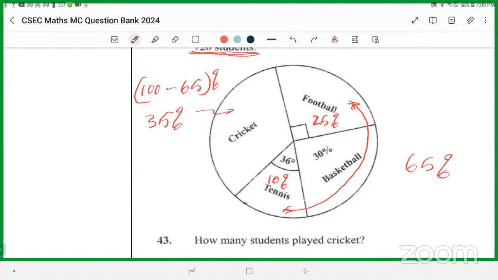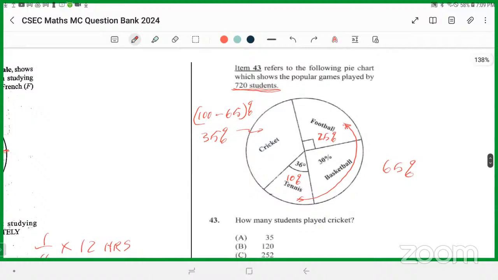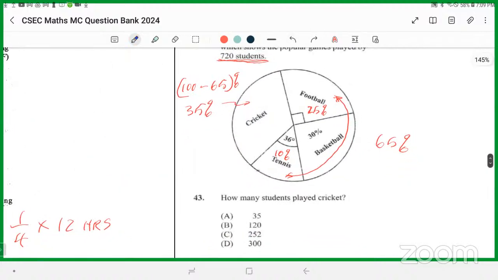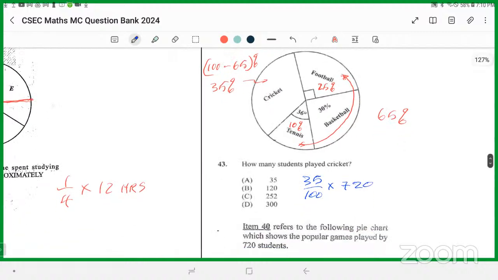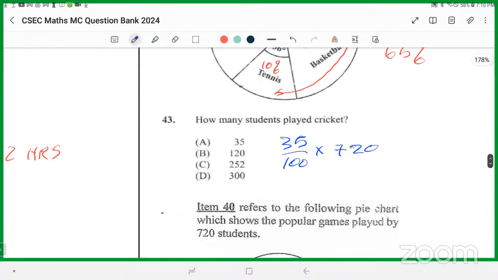That's how we're going to work it out. 35% of the students play cricket, and there are 720 students. And that's a calculation. How many students play cricket? Don't put just 35 in. It's 35 over 100 of the 720 students that play cricket. That's what you're working on. So let's calculate this quickly.